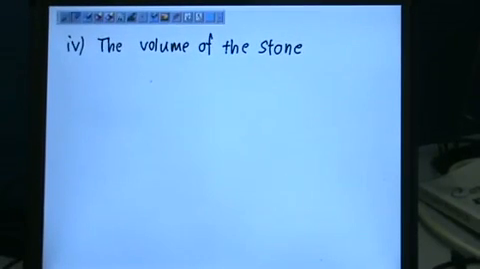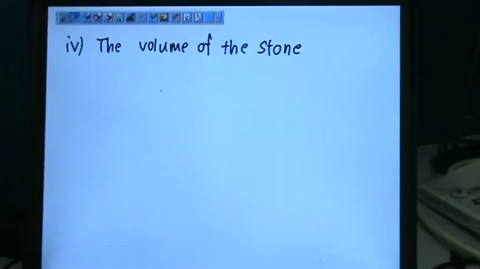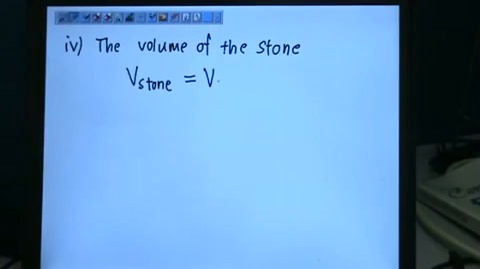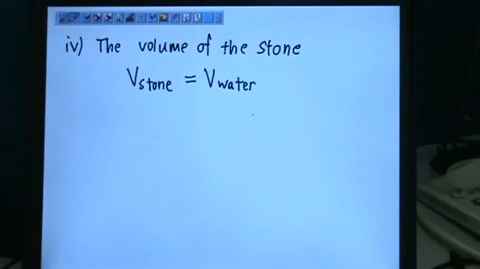How about the volume of the stone? The volume of the stone can be found by putting this statement. The volume of the stone is practically the same as the volume of the water it displaces. Okay, how much you fill in, jump into the swimming pool, how much water you have taken off. So our aim is to find the volume of the water being displaced.